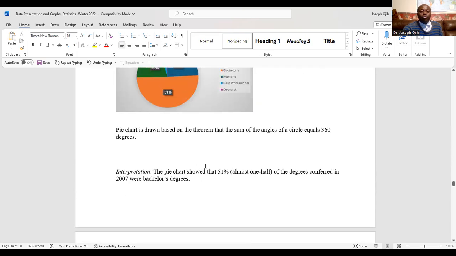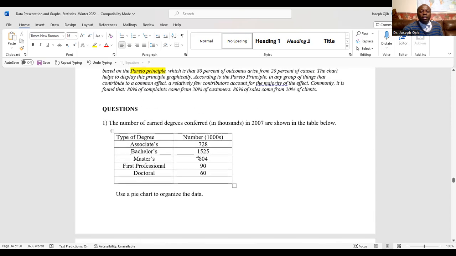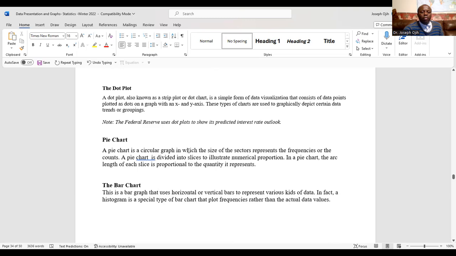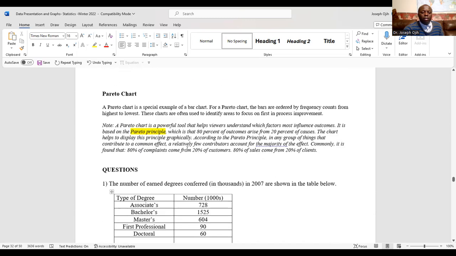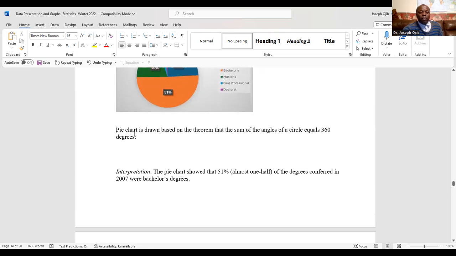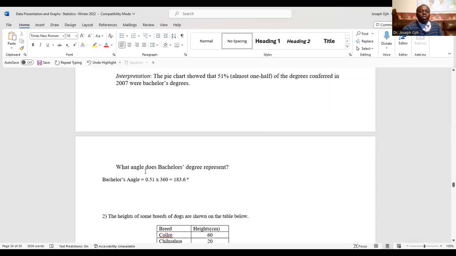Now, remember the angle sum of a circle is 360 degrees. I wrote it down somewhere. What is it right here? I remember I wrote it down. Okay, yes, I wrote it down here. That's why I wrote it. A pie chart is drawn on this principle. See? So now, suppose I ask you, what angle does bachelor's degree represent?